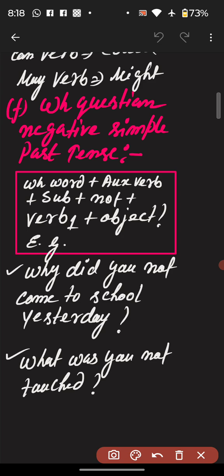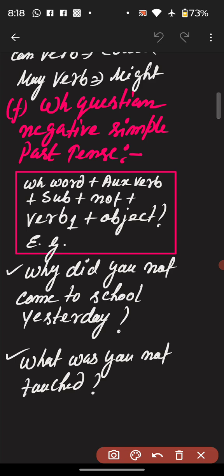Another one is what was you not touched? This is another example. There can be many forms. What was you not touched? What was you touched? তুমি কি ছুঁয়েছিলে? What was you not touched? তুমি কি ছোঁওনি? Yeah, I think there was a grammatical mistake in what.